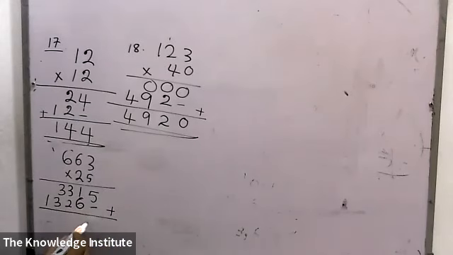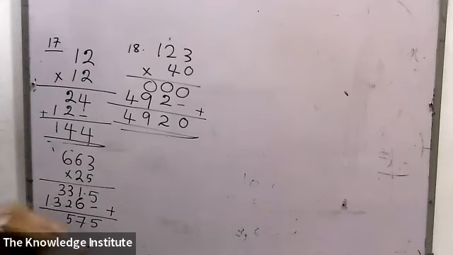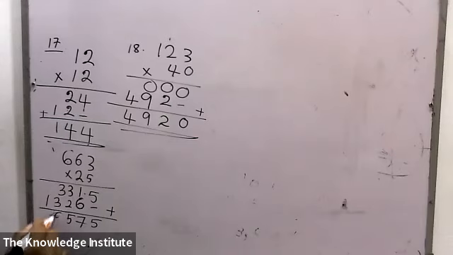5 plus 0 is 5. 6 plus 1 is 7. 2 plus 3 is 5. 3 plus 3 is 6. 1 plus 0 is 1. 16,575. Can you write down these things here? Okay, teacher.